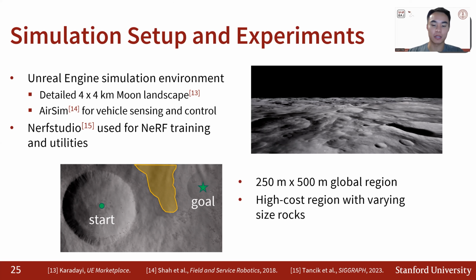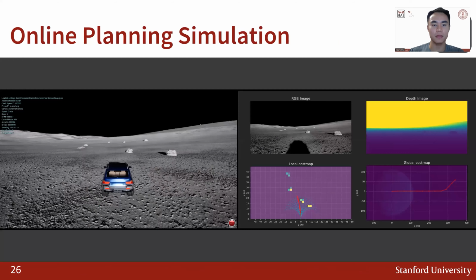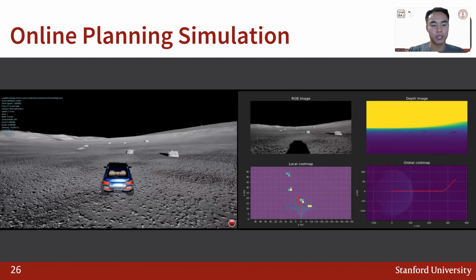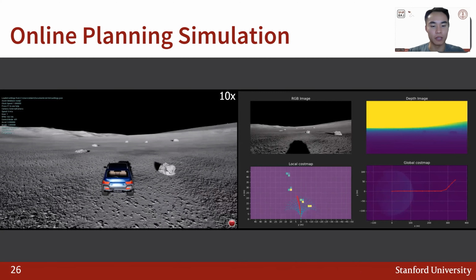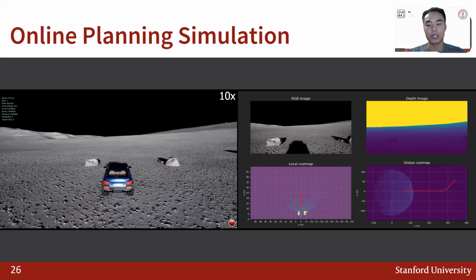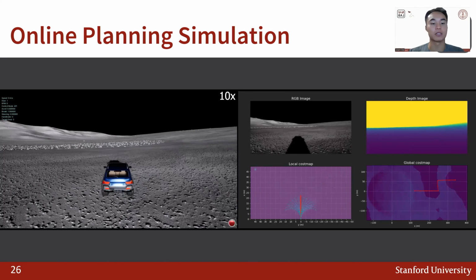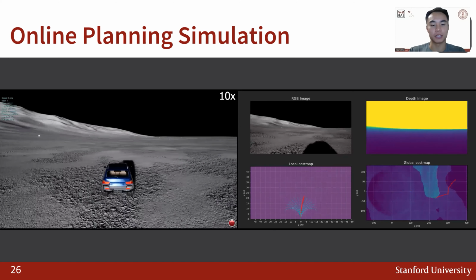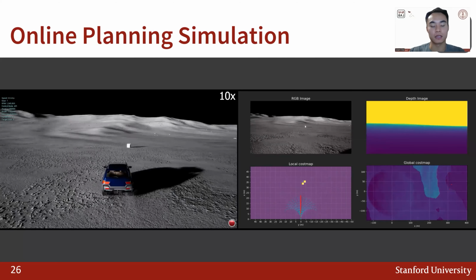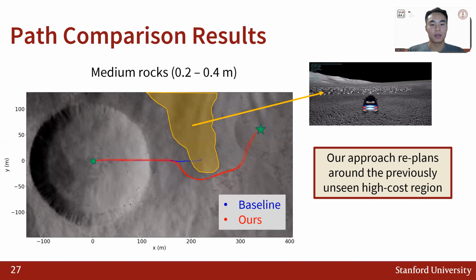And within this environment, we specifically consider a 250 meter by 500 meter global region with the start and the goal shown here. And there is a high cost region highlighted in yellow, and we consider varying size rocks in this region. Okay, so here is a video which shows our planning simulation in action, a real-time visualization of the vehicle in its environment, and on the right we can see the global cost map that it is computing. So you see that the local cost map updates accordingly to reroute itself around this untraversable region and successfully reaches the goal.